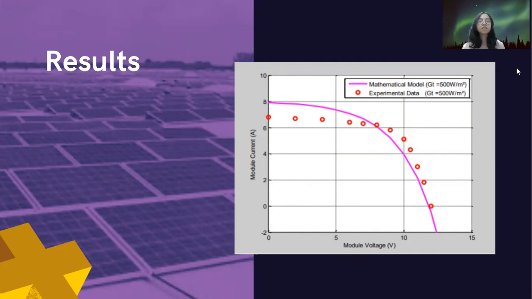So as you can see, the hybrid system produces a bigger current and also a bigger voltage, but also it is not as far as the experimental data. So that means that our mathematical model is quite accurate to the correct real-time data.